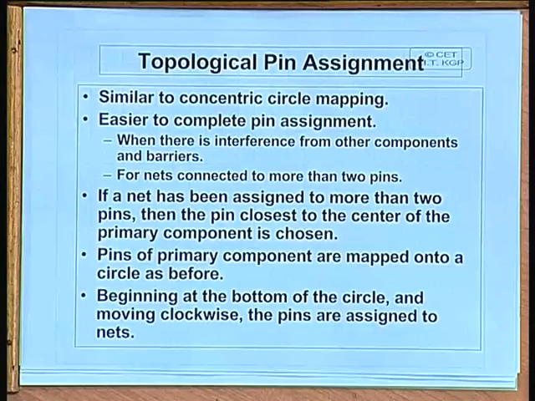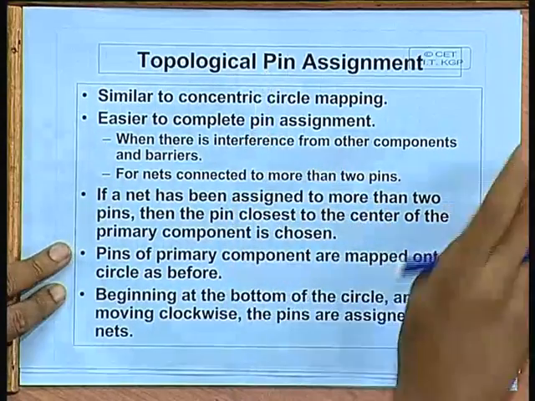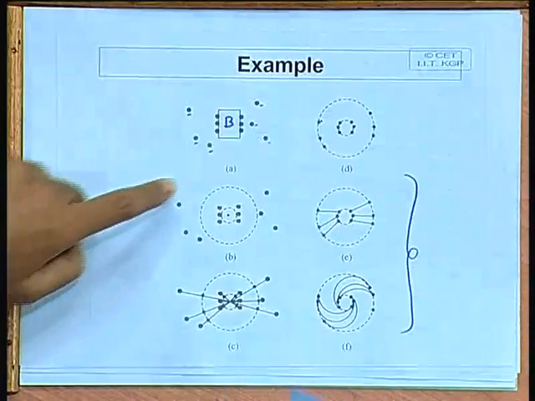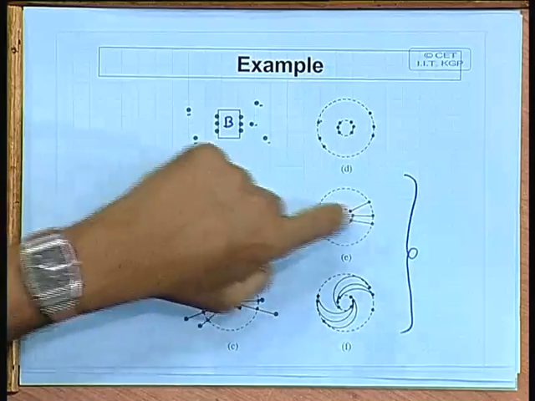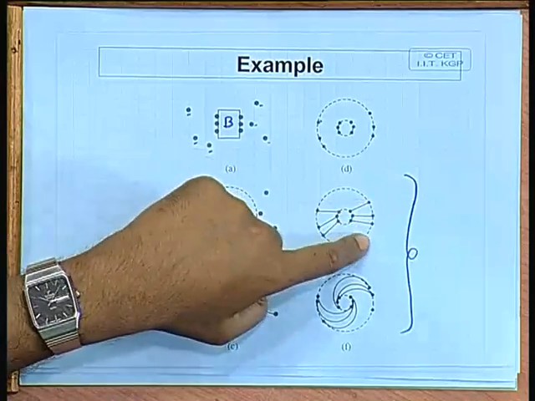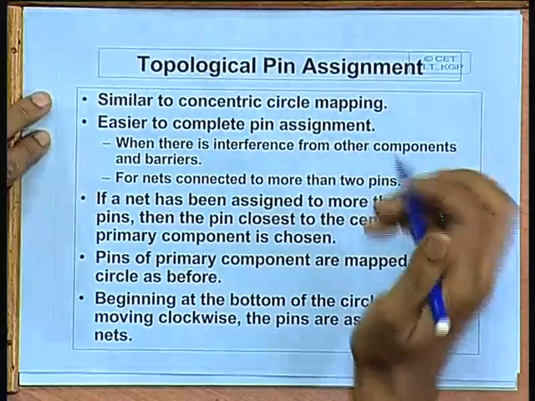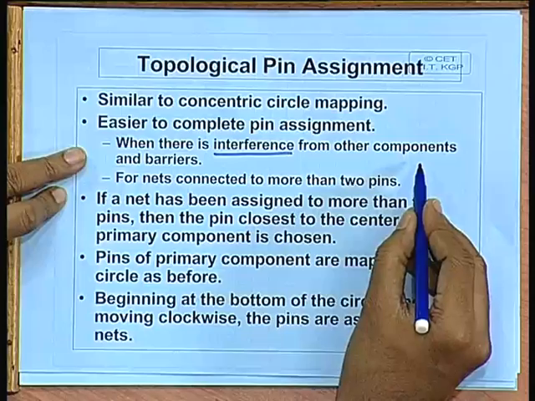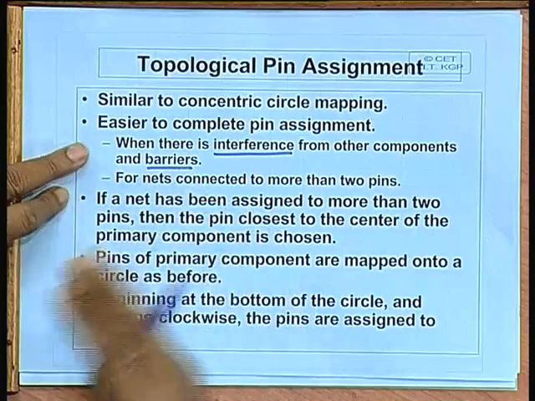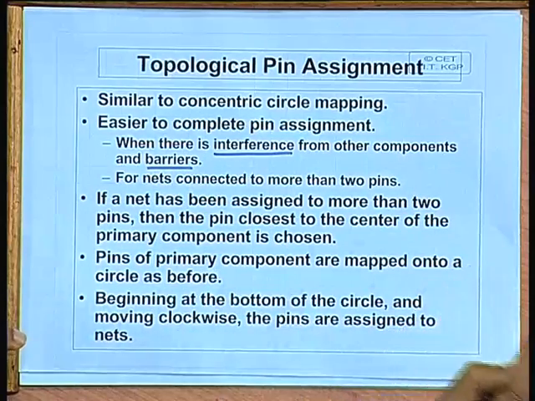The second modification to this concentric circle mapping is something called topological pin assignment. See, in case of concentric circle mapping, you are assuming that there are no obstructions in between. When you are trying to interconnect, you are finding the shortest distance. But topological pin assignment assumes that there can be some obstructions or interference from other components which can act as barriers. So, you will have to go around the barriers for interconnections.